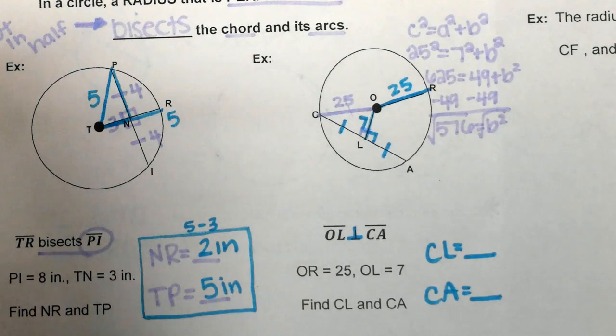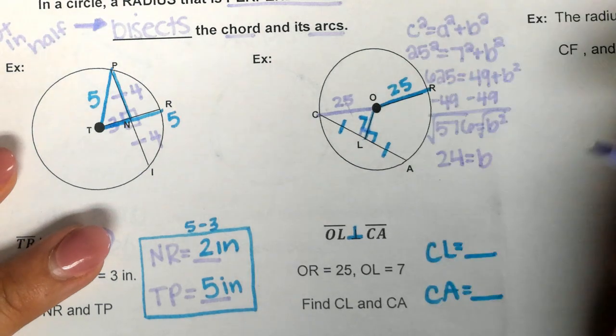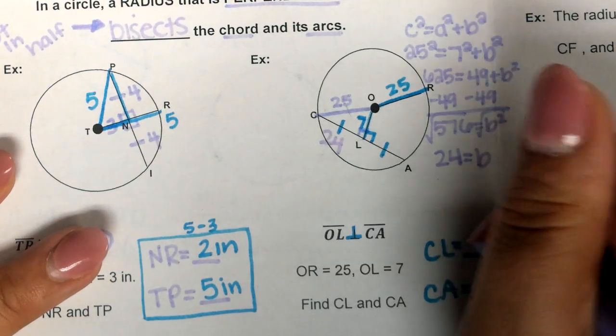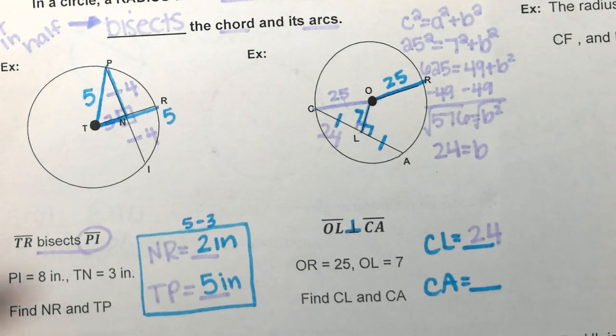What is the square root of 576? 24 is my B. That is my CL. Do I have any questions on how I did that?